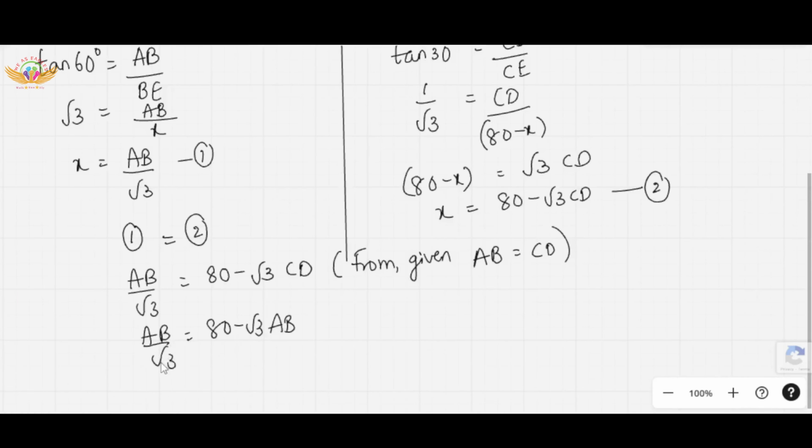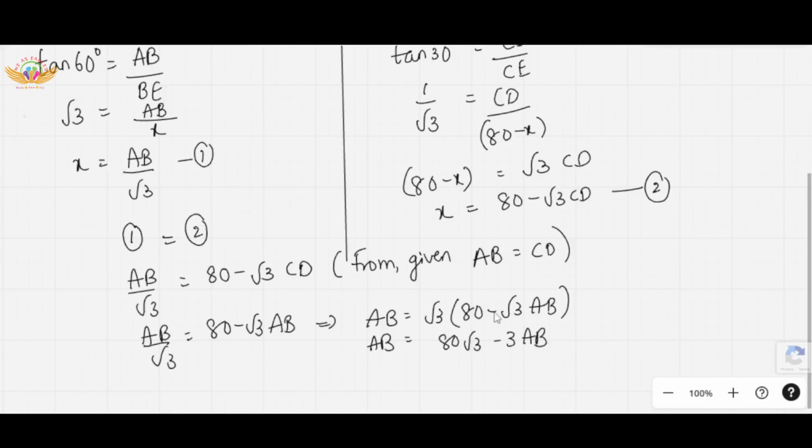Yes. So let us bring this root 3 to the right hand side. So we will get AB is equals to root 3 into (80 minus root 3 AB). So multiply inside, you will get 80 root 3 minus 3AB, because root 3 into root 3 is 3. That is equals to AB.